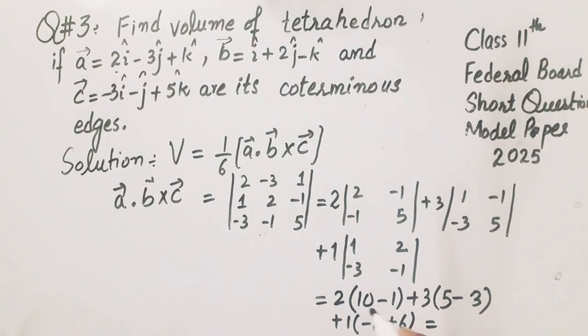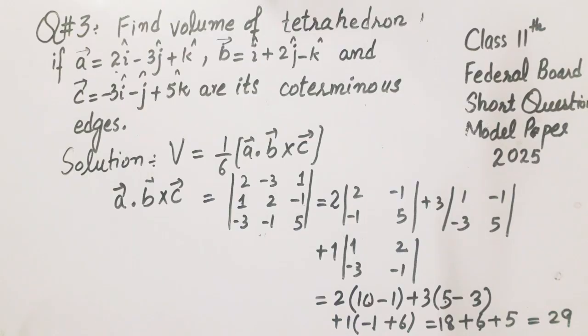Now 10 minus 1 is 9, 9 into 2 is 18. 5 minus 3 is 2, 2 into 3 is 6, and then 6 minus 1 is 5, so plus 5. So you have 18 plus 6 is 24 and 24 plus 5 is 29.